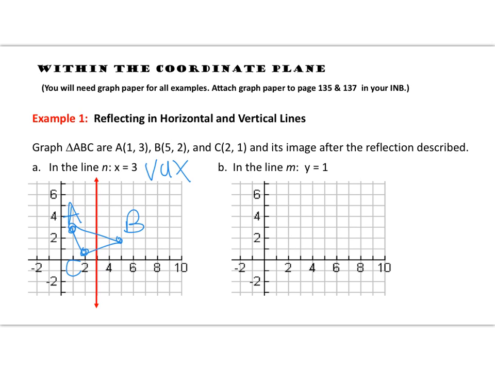Now we're going to reflect across this line. Remember, you want the same distance on both sides. So A is 2 away on this side, so it needs to be 2 away on the other side.